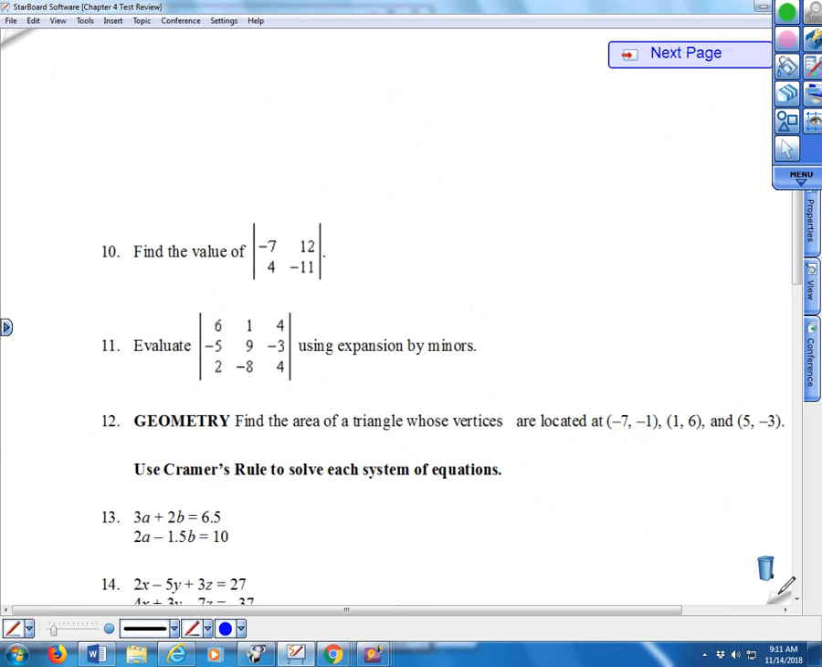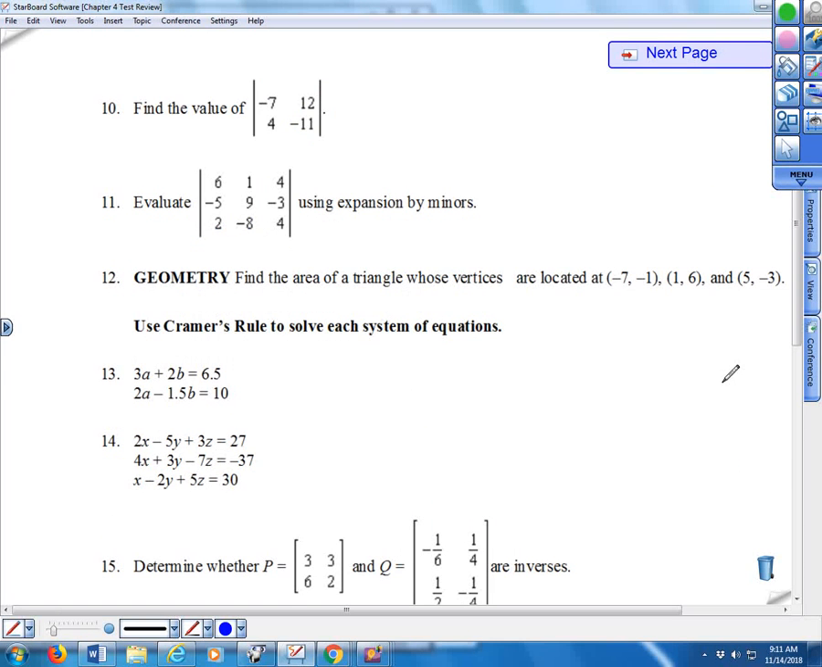All right, determinants. This is a 2 by 2. So I multiply these together to get 77. Then I subtract the product of this. And 29. I don't know. My mental math skills today are not working. 77 minus 48. They are working.